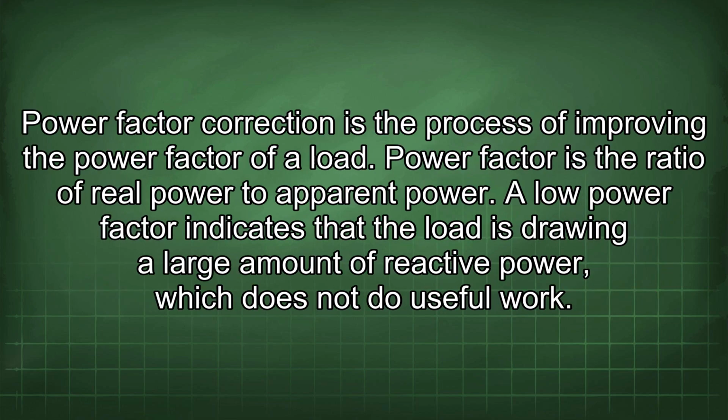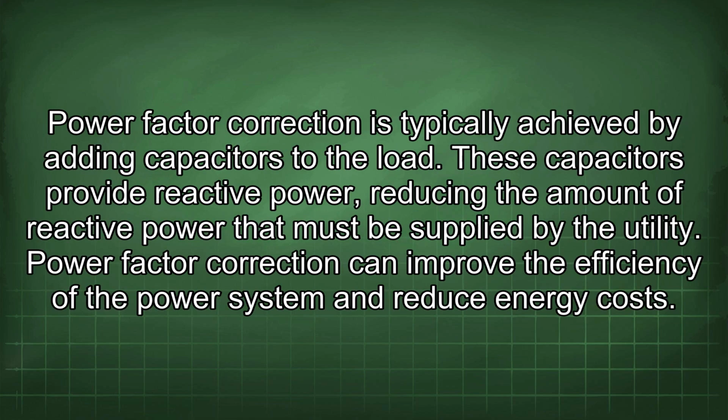Power factor correction is the process of improving the power factor of a load. Power factor is the ratio of real power to apparent power. A low power factor indicates that the load is drawing a large amount of reactive power, which does not do useful work. Power factor correction is typically achieved by adding capacitors to the load. These capacitors provide reactive power, reducing the amount of reactive power that must be supplied by the utility. Power factor correction can improve the efficiency of the power system and reduce energy costs.